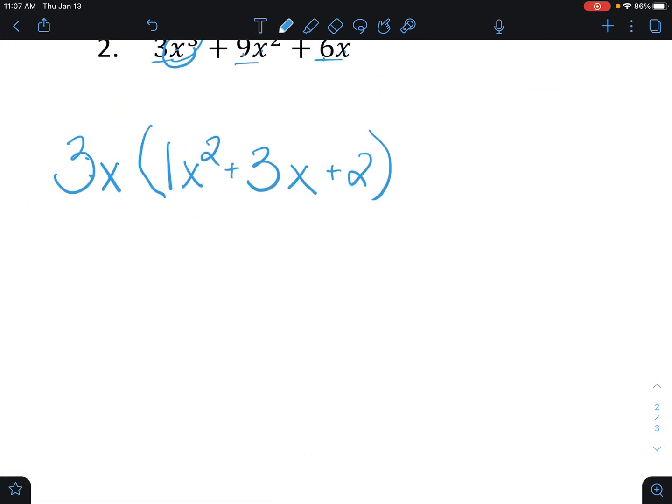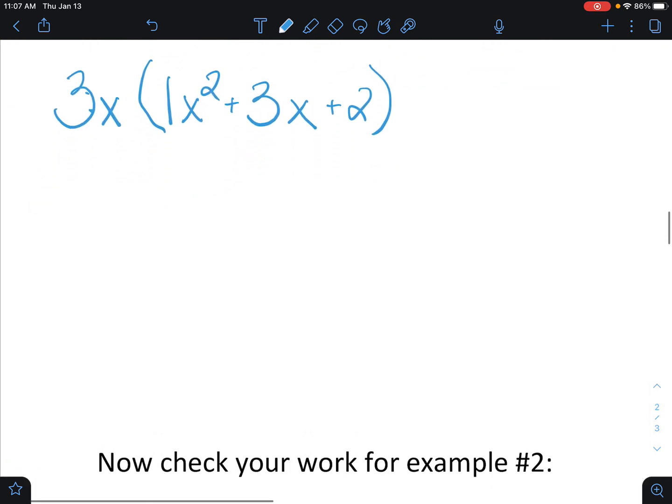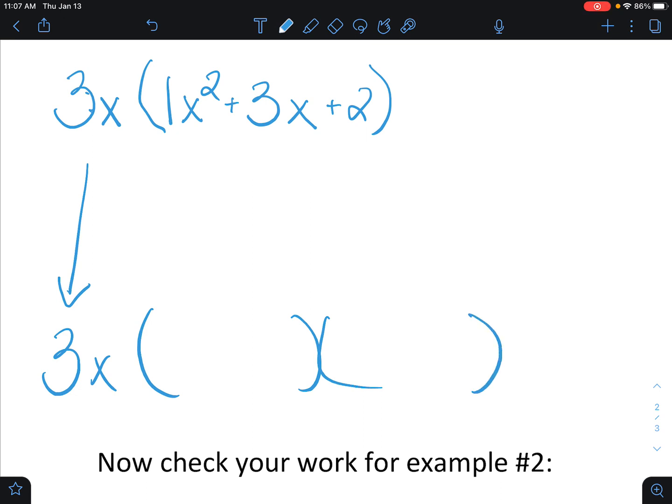So this 3x, I'm going to leave some room because I like to put my magic numbers in the middle. So the 3x just hangs out up front, goes straight down. I'm going to set up my parentheses. The x squared gets split apart and becomes x and x.